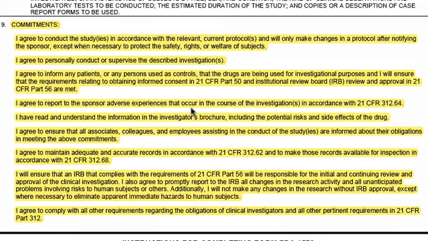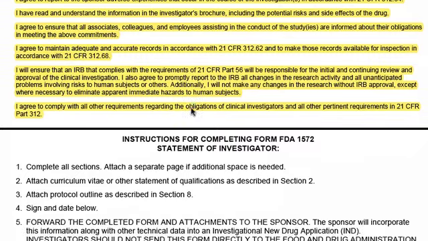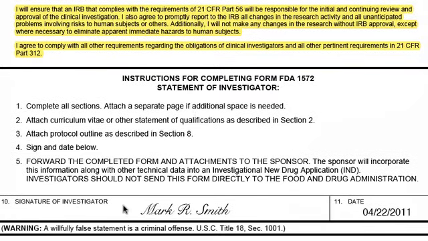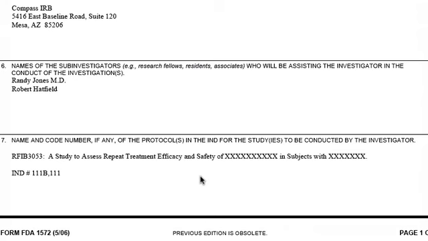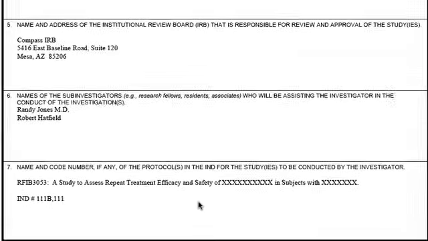It is mandatory that all investigators sign this form. You cannot do clinical research without submitting a 1572. At the bottom of the form is just where the signature of the investigator, the principal investigator, will go, and the date. And this concludes an overview of the Form 1572.